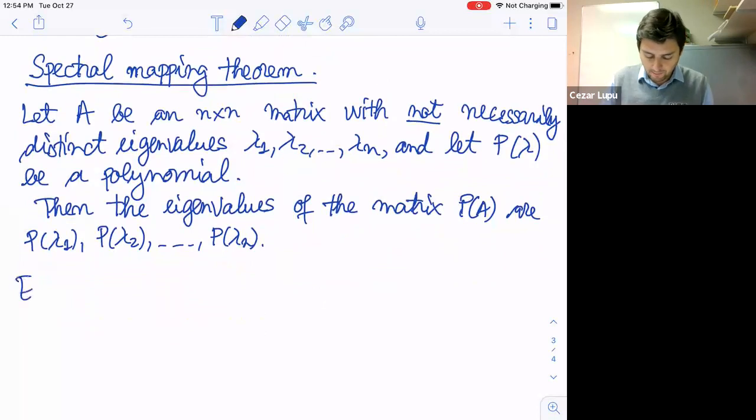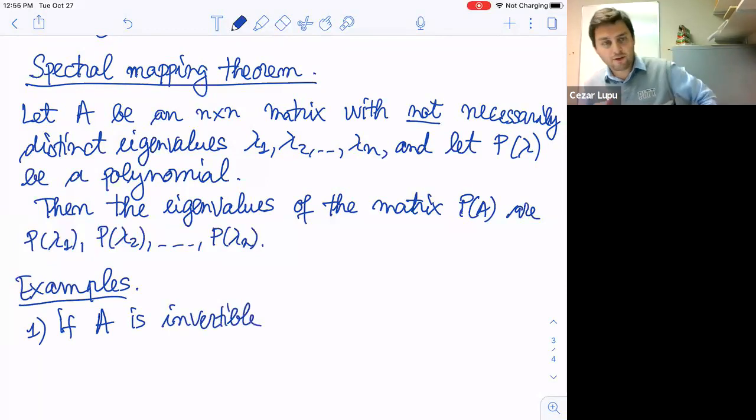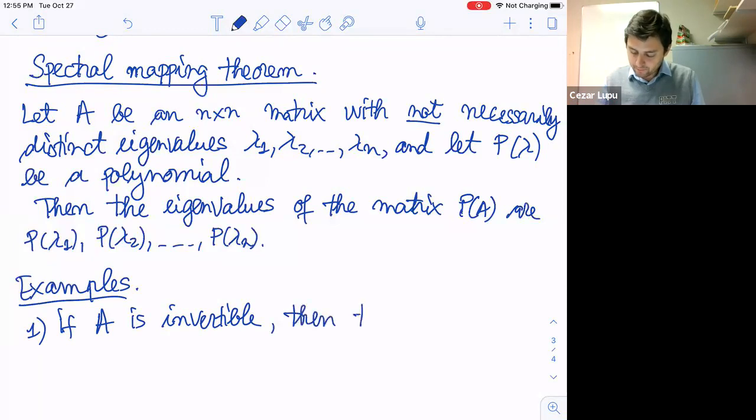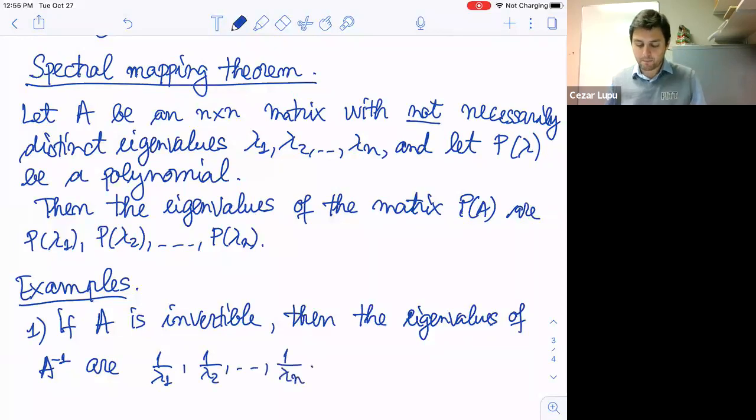So as an example, let's see. Examples. The first one, if A is invertible, well, even for invertible matrices, then the eigenvalues of the inverse, A inverse, are 1 over lambda 1, 1 over lambda 2, 1 over lambda n.